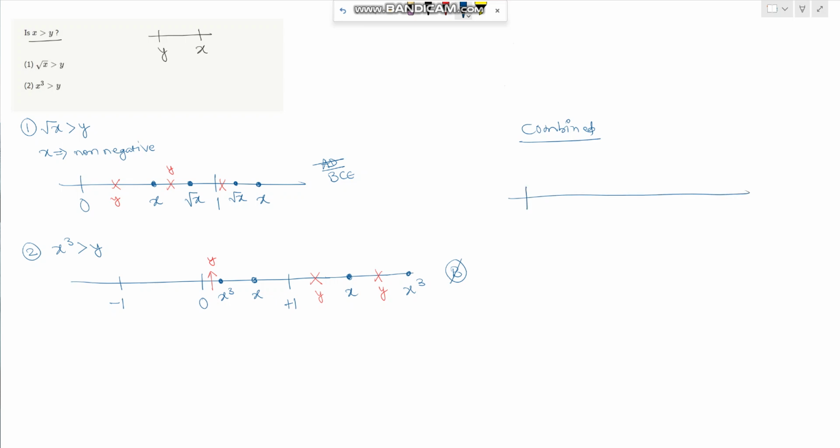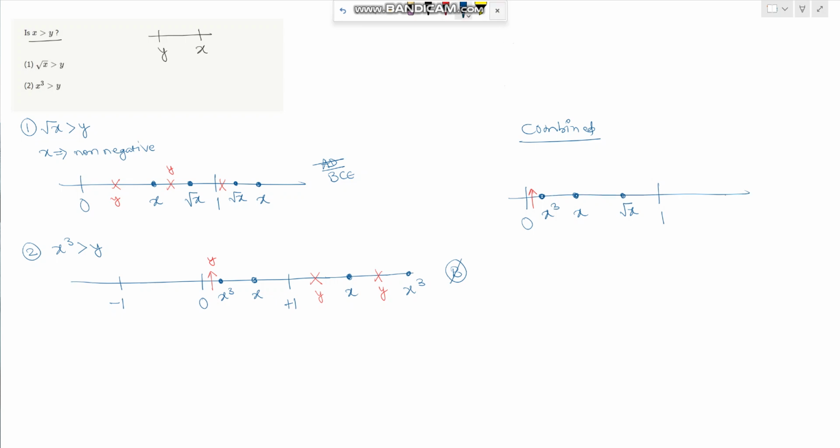So again, because we have a root x here, our analysis will only be limited to the non-negative section of the number line. Now the first statement tells that root of x is greater than y. So again, we'll just quickly plot x, root of x, and it also talks about x cube. So this is x cube, and it tells us that root of x is greater than y and x cube is greater than y, which means the only possible value of y is here. It cannot lie anywhere else because it has to be less than x cube.